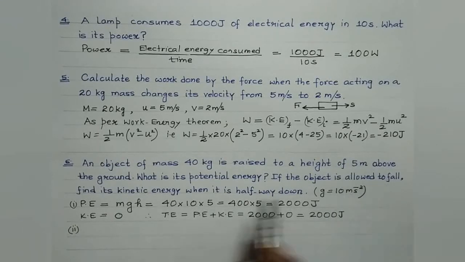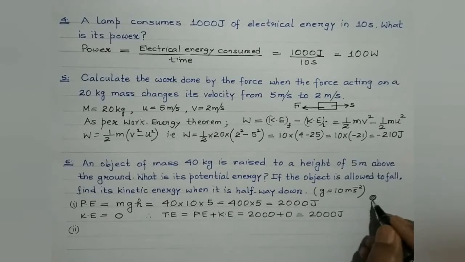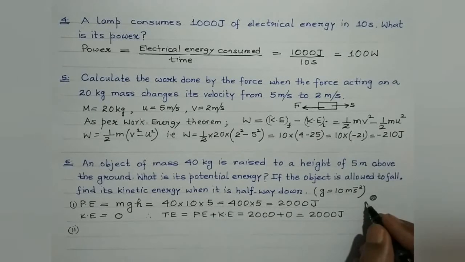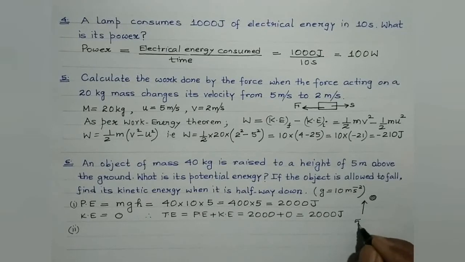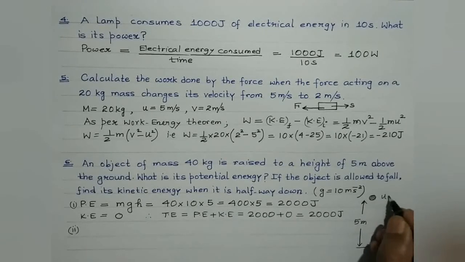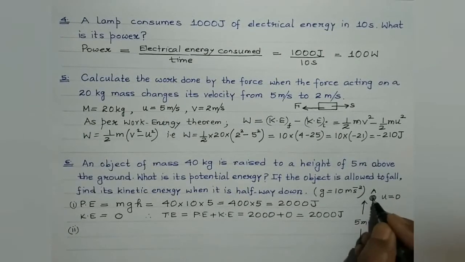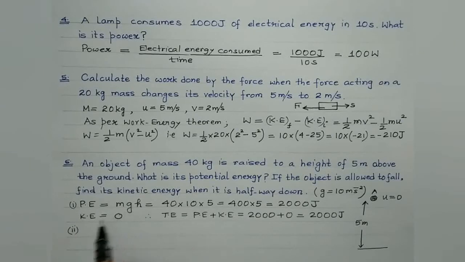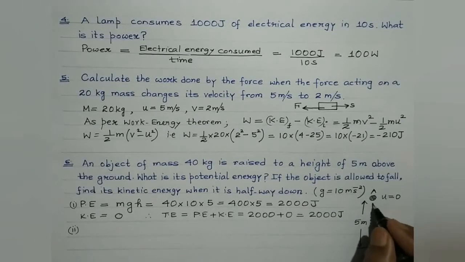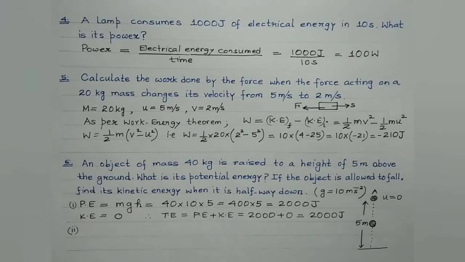Clear, students? Now the second part. If the object is allowed to fall, find its kinetic energy when it is halfway down. This is the object which is taken at a height of 5 meters. Now it is made to fall freely from here. At the highest point, the initial velocity is 0. Right? So all the energy at point A, at the highest point, would be in the form of potential energy. Kinetic energy at point A is 0. Now as it falls, at the midway point, we are supposed to find its kinetic energy.